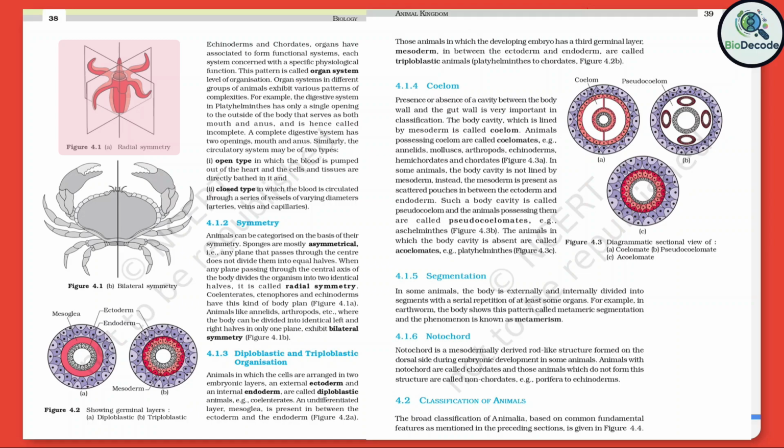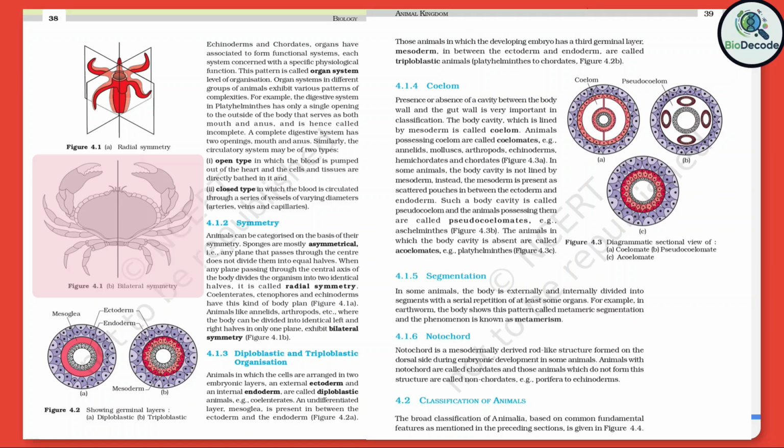Radial symmetry allows these organisms to interact with the environment from all sides equally, an adaptation suited for sessile non-moving or free-floating lifestyles. It ensures sensory structures and tentacles are evenly distributed around the body, which helps in food capture and defense, regardless of the direction of stimulus. Figure 4.1b, Bilateral Symmetry.